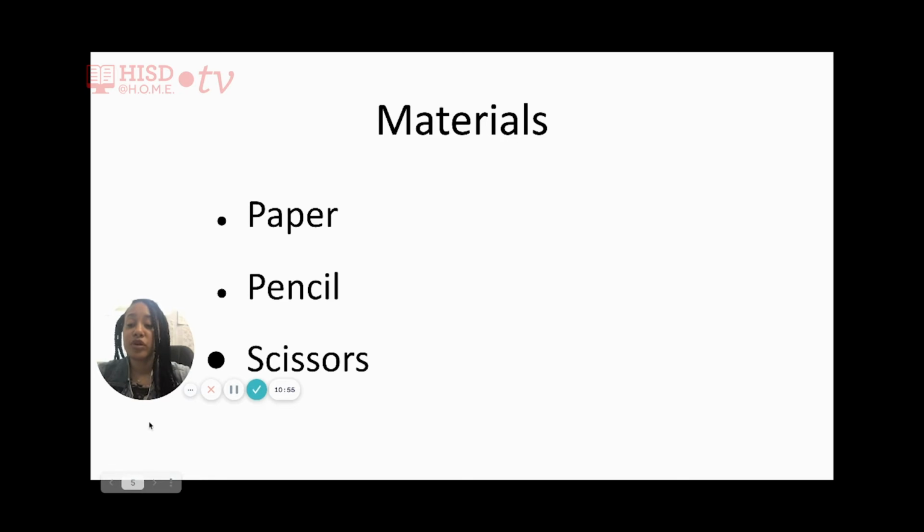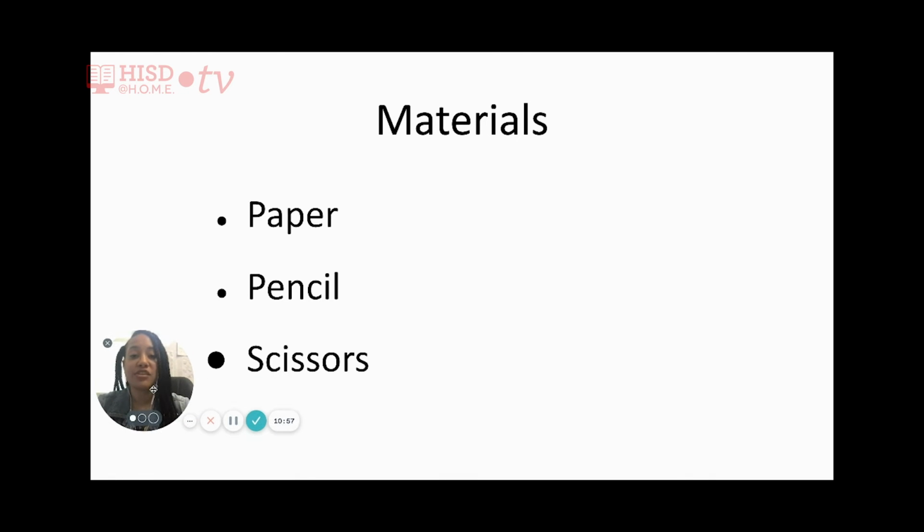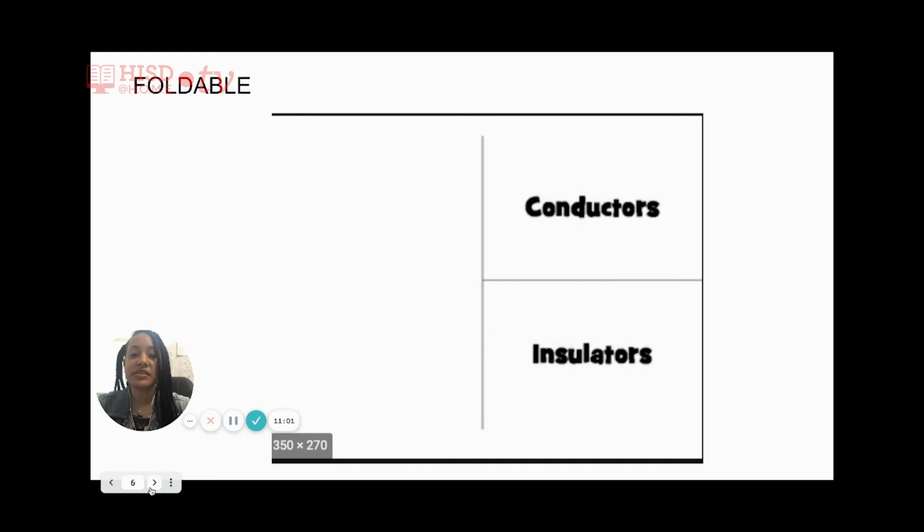So the materials you will need for this session include just paper, pencil, and scissors. And so now that you have your three supplies, paper, pencil, and scissors, let's create our foldable. So to create our foldable, we are going to take a sheet of paper and fold it hamburger style. So that's going to give us a little bit of length so that we can write some accurate notes about conductors and insulators.